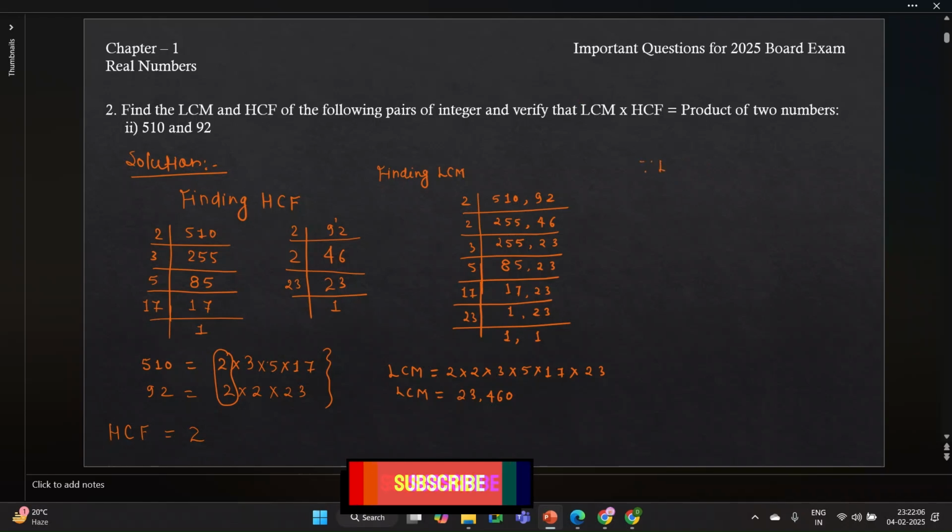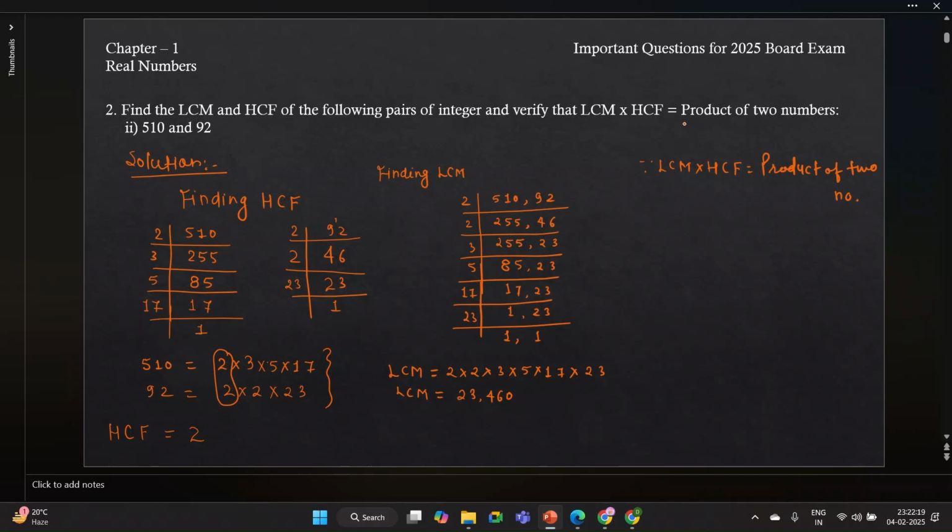Since we know that LCM times HCF is equal to the product of the two numbers, I'm writing product of two numbers. And what are the two numbers? This one and this one. So we have to take the LHS. I'm saying this is the LHS, and the LHS would be LCM times HCF.